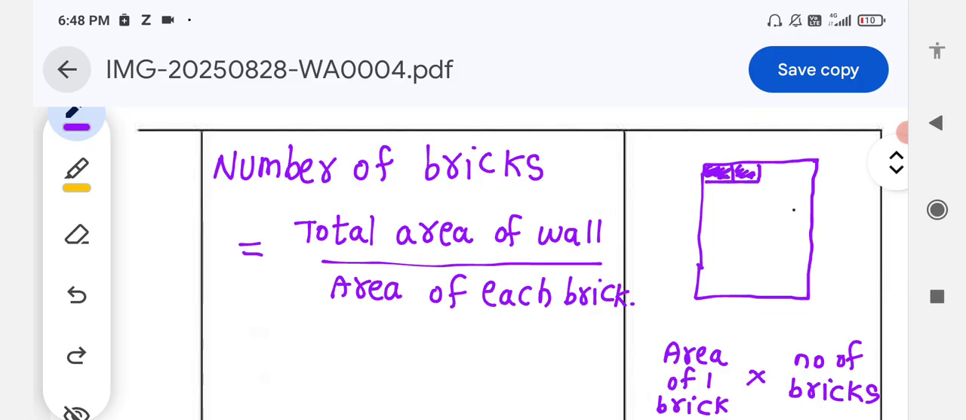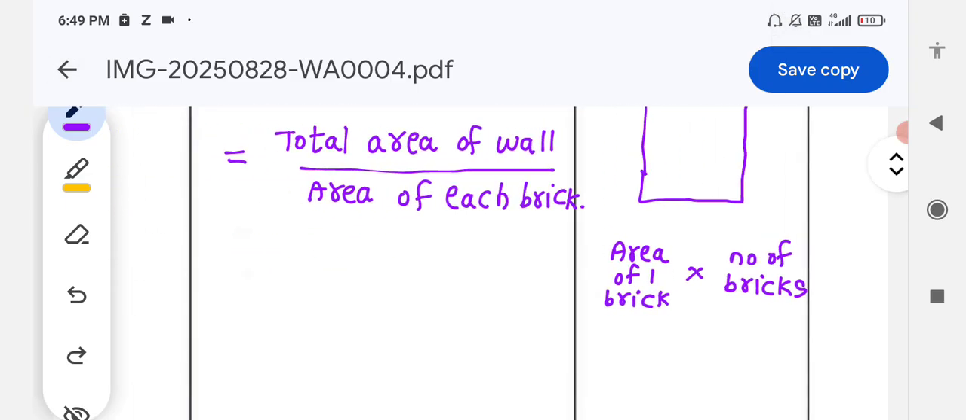And we know repeated addition is multiplication. So area of one brick is being added how many times? As many times as the number of bricks. So the repeated addition, you can take it as a multiplication. So area of one brick is being multiplied by the number of bricks, because area of one brick is being added the number of bricks times to get the total area. So this is equal to the total area of the wall.